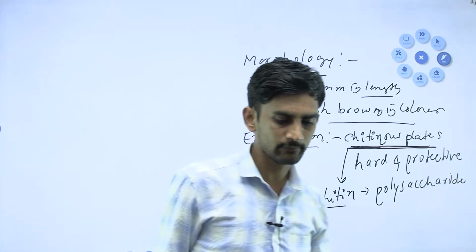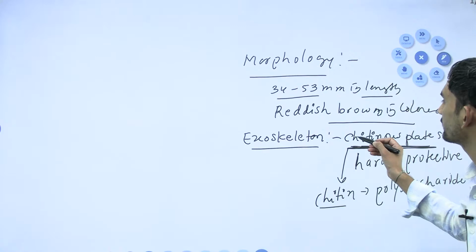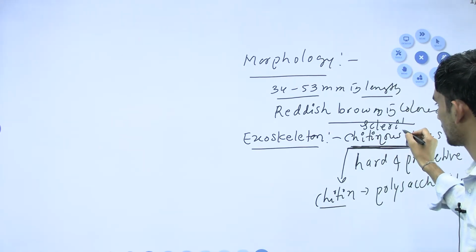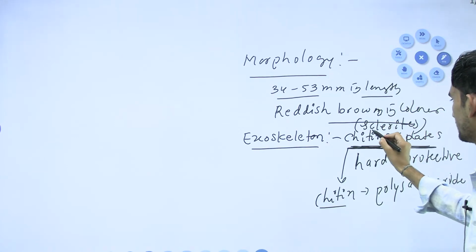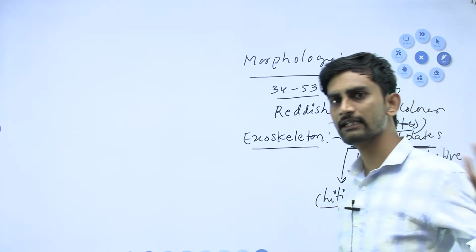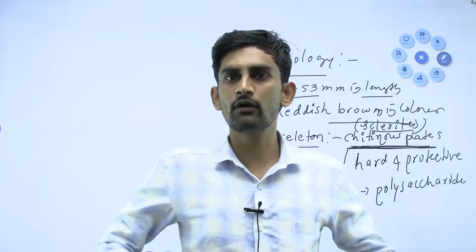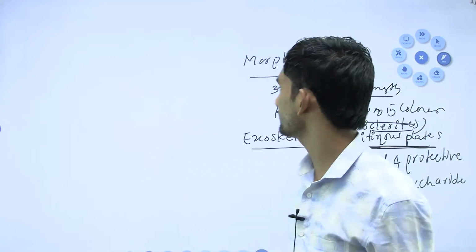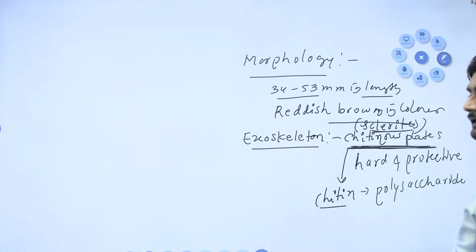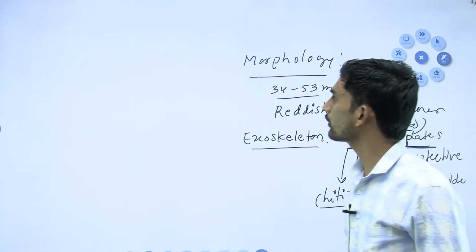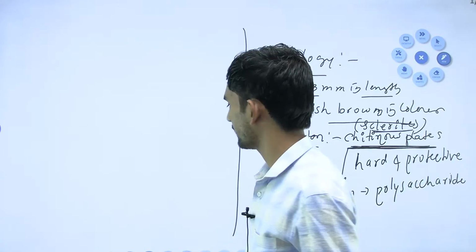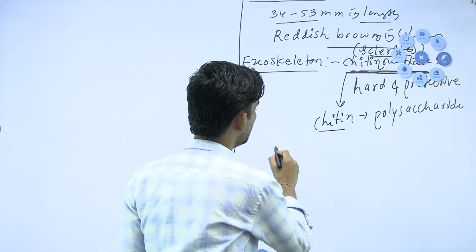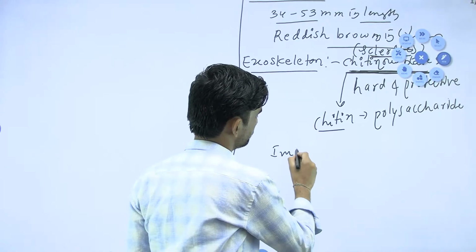In NCERT they have mentioned one word for these chitinous plates: sclerites. Underline this word, sclerites. The ventral surface is the underside and the back side is the dorsal surface. In both ways, the body is covered by sclerites, the chitinous plates, dorsally and ventrally. You have to remember that these chitinous plates, or sclerites, are impermeable to water.